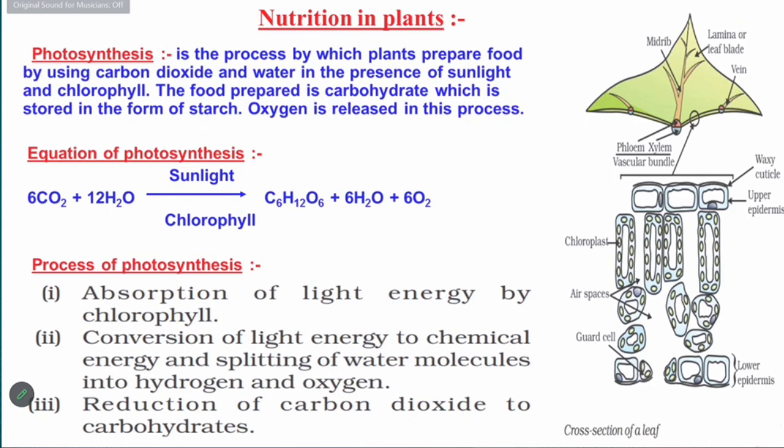This is the equation of photosynthesis. So in the next 1 minute, ma'am, I would like to tell my students about the equation. There are 6 molecules of CO2 and 12 molecules of H2O in presence of sunlight and chlorophyll. There is formation of glucose, water and O2. So in photosynthesis, the first step is absorption of light energy by the chlorophyll molecule, that is green in color.